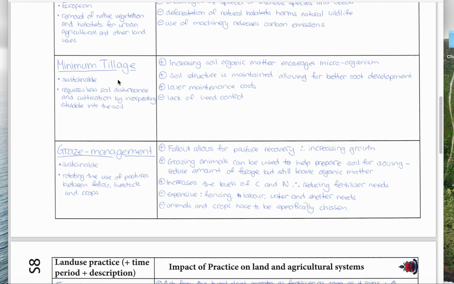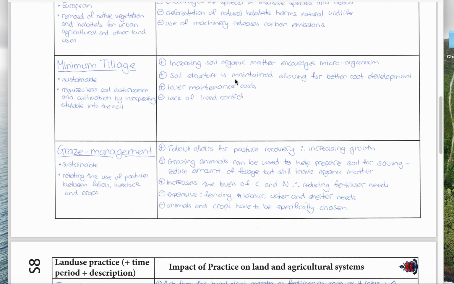Two more modern sustainable practices are minimum tillage or reduced tillage or even zero tillage. So this means we're ploughing the soil much less, using less machinery on the soil, with less breakdown of the soil structure. And so positives are increasing soil organic matter, because more material is left on the surface, like stubble after crops, which encourages microorganisms to grow.